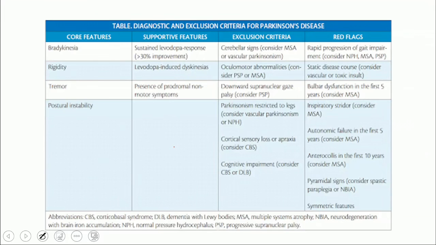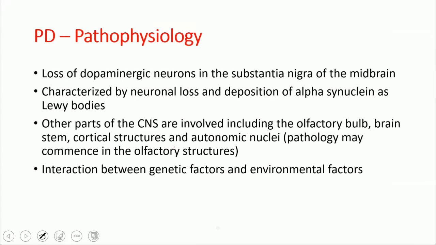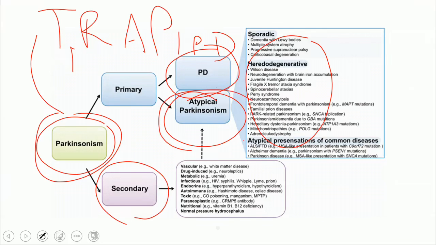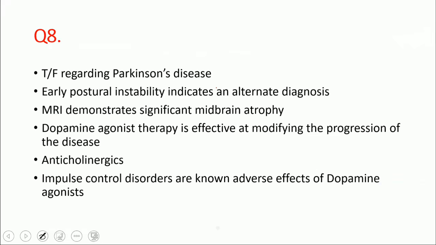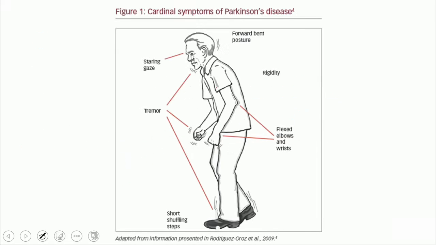Right. Okay. Now, in this classification, we talked about something called atypical Parkinson's or Parkinson's plus. Clinical features. So, there are certain things that can suggest atypical Parkinson's. Any of these things.